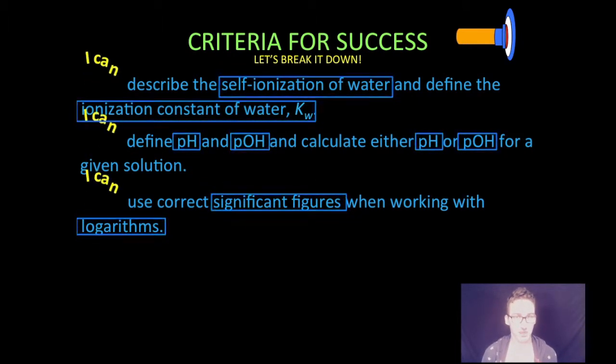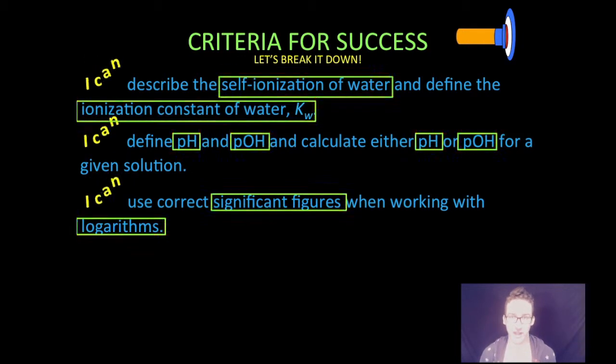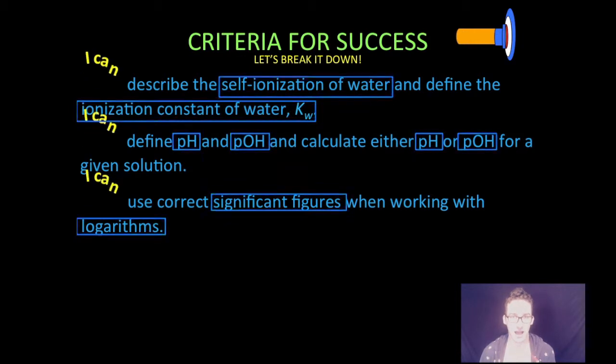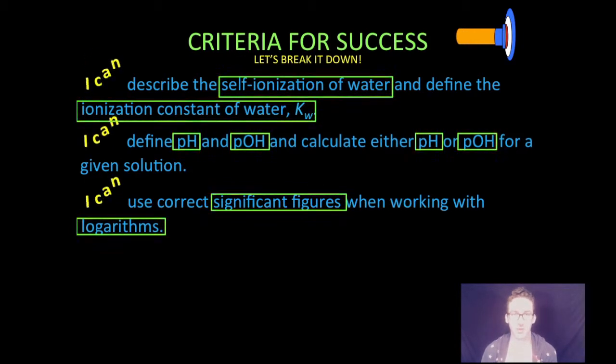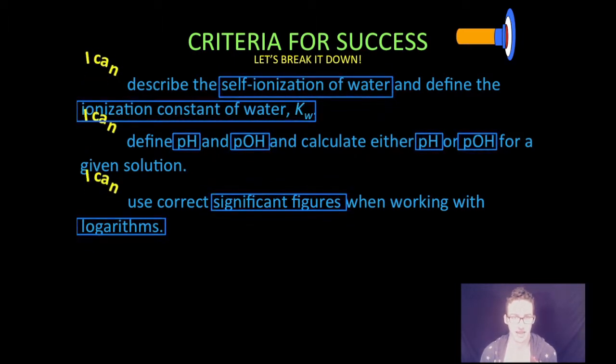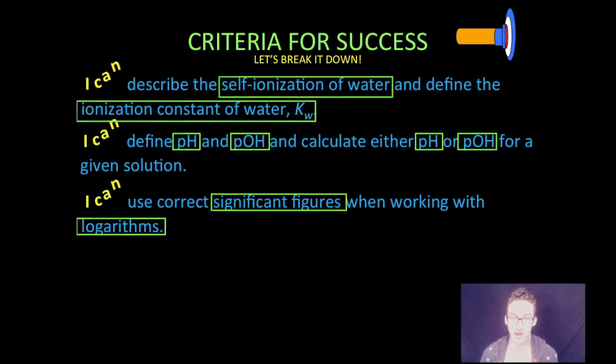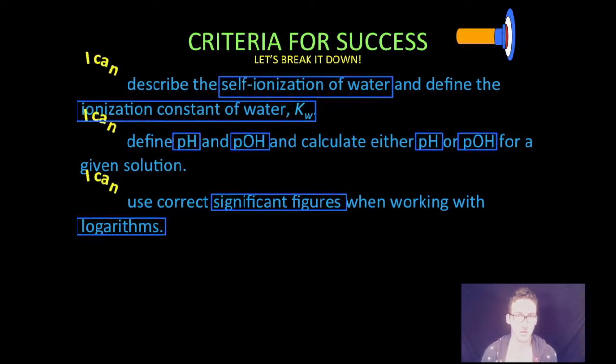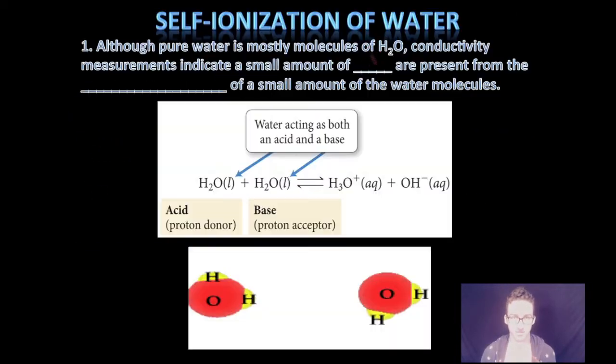We're going to find pH and pOH and calculate either pH or pOH for a given solution. This part will probably be what you are most familiar with when we start talking about acids and bases. And then lastly, we're going to use correct significant figures when working with logarithms, which is going to be a big part of those pH and pOH calculations.